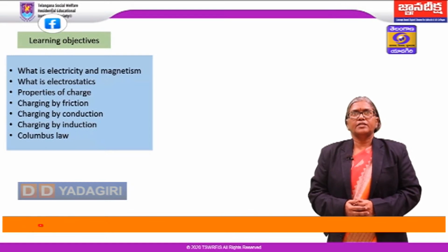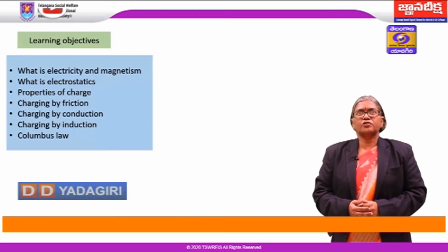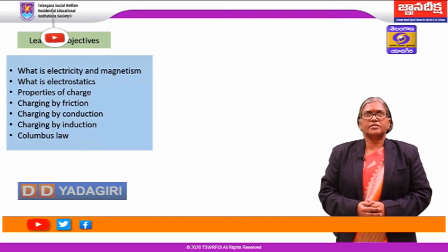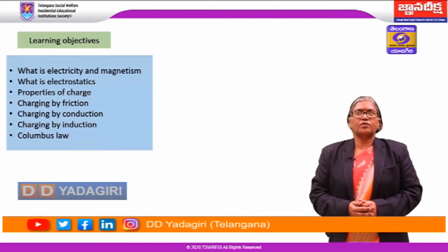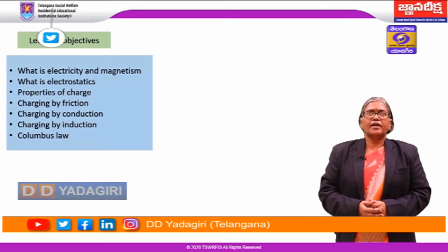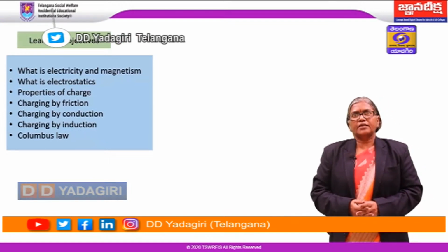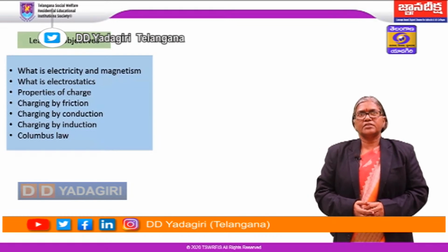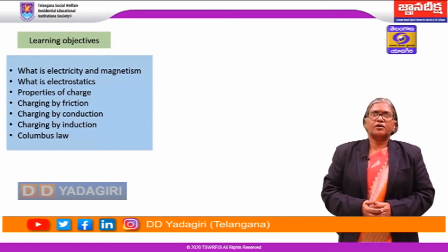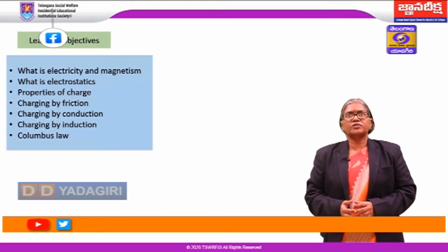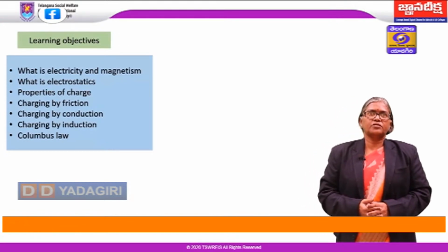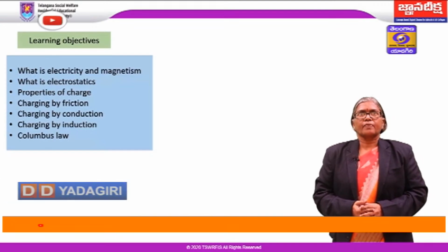The first one is charging by friction, which is also known as triboelectricity. The second method is charging by induction, and the third method is charging by conduction. With the help of the mathematical expression given by Coulomb, that is Coulomb's inverse square law, we visualize how the charge interacts with other charged bodies and how the charge is influenced by the presence of electric fields.